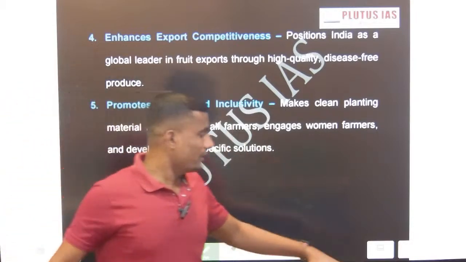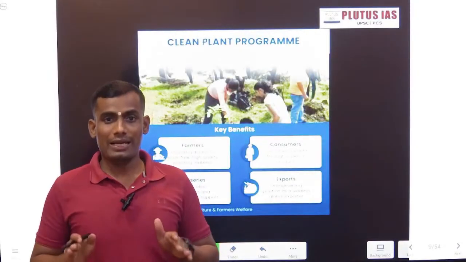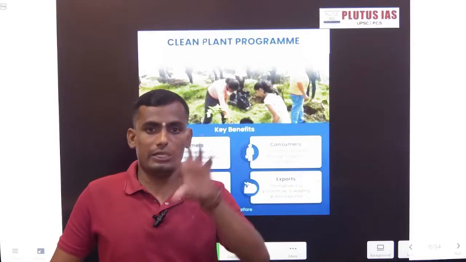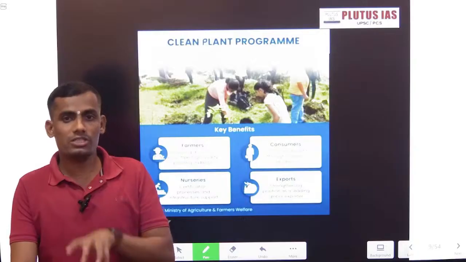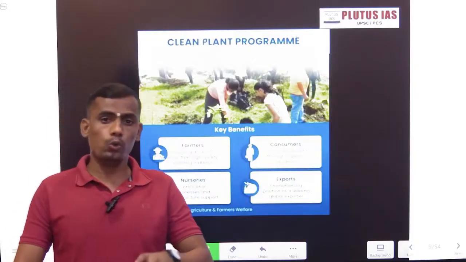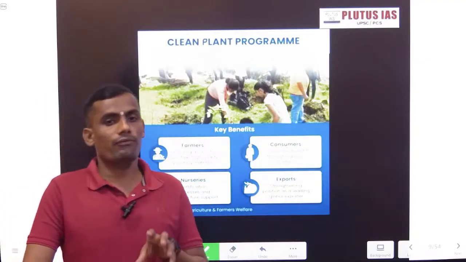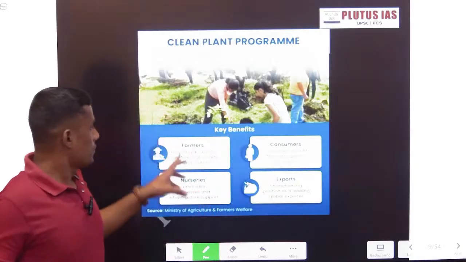Now overall, this is the basic idea of the clean plant programming. Now I will tell you how the horticulture sector itself is contributing to India's economy, and overall what the challenges of the horticulture sector are and what initiatives the government of India has taken to promote horticulture. Okay, horticulture is the most important sector within agriculture. Okay, so these are the benefits.